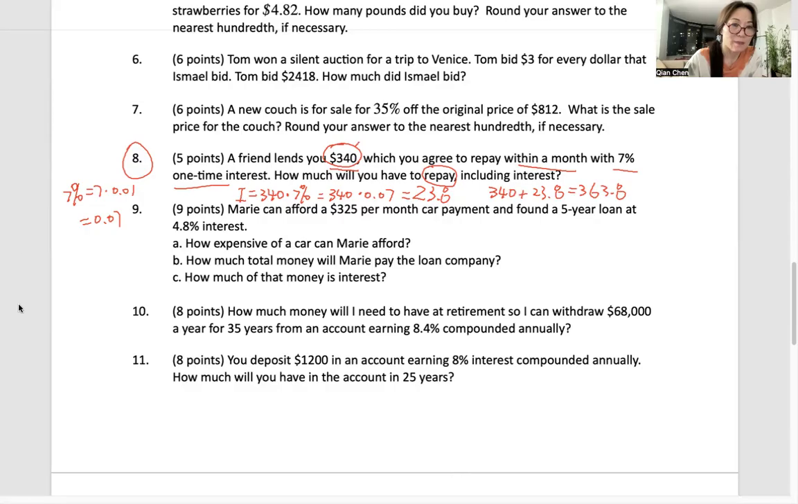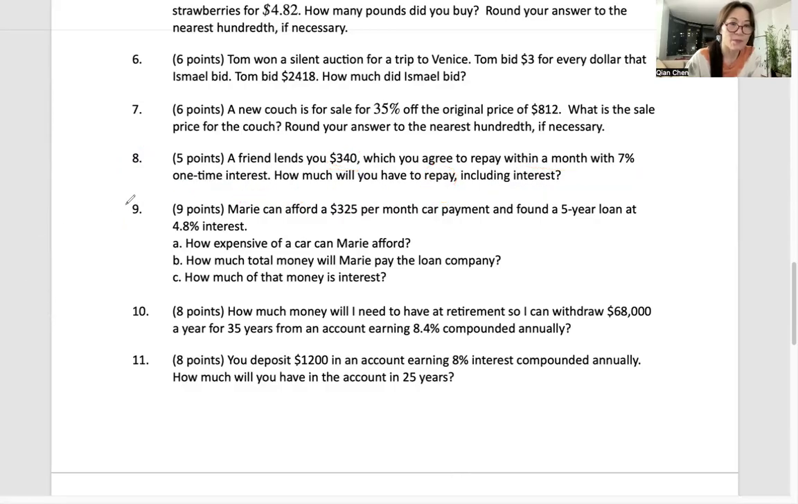Now let's see 9. Marie can afford $325 per month. Car payment, keywords, car payment. So this tells us to use the loan formula, the last one, the number 5. And found a 5-year loan. So we know the letter N. This is per month, so this is D, the payment, little payment every month. So this is R, 4.8% interest. So the first question, how expensive of a car can Marie afford? So this is looking for the P naught, right?